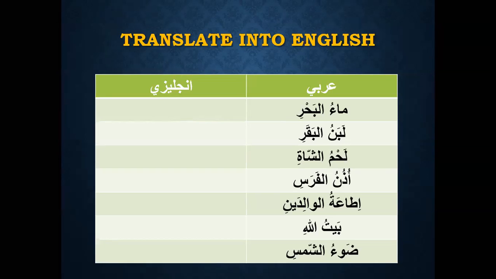Is this majroor or mansub? You know it is majroor. Why? Because it's mudaf ilayh. Just with translation: the obedience of parents. Baytullahi, mudaf, mudaf ilayh. Baytullahi, the house of Allah. Daw' ash-shams, the light of sun, the light of the sun.